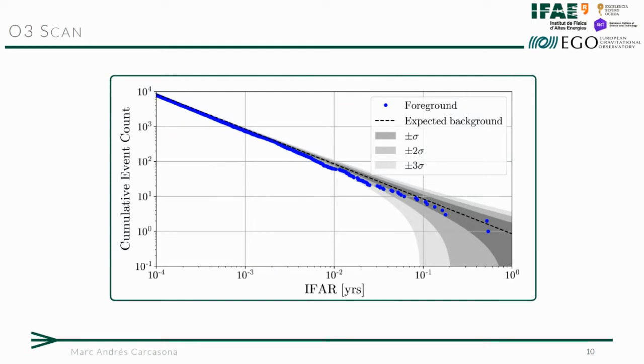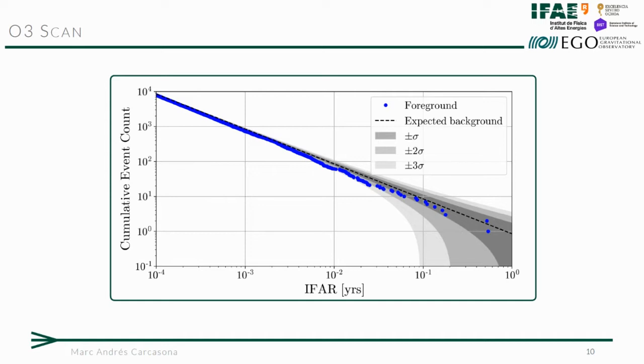And here is the typical plot of cumulative event count versus the inverse false alarm rate. And we've also plotted the expected background. And as you can see, there is no statistically confident deviation from the expected background. So basically, we are not seeing any kind of event. Everything is completely compatible with pure background as expected, because again, matched filtering, all the searches that have been carried out have claimed no detection. So in our case, our results are just in agreement with whatever we might expect.